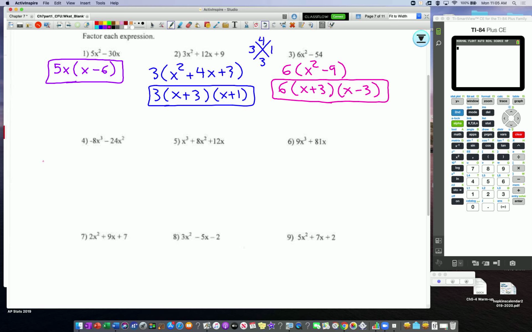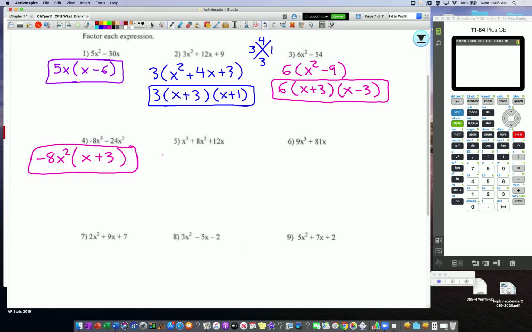All right, the next one here, look at what we have. Both have negative in common, and notice how they both have an 8. How many x's do they share? X squared. So I'm just left with an x, and then this becomes a plus 3. Do a quick check. Negative 8x squared times x is negative 8x cubed. Negative 8x squared times 3 is minus 24x squared. That one looks good.